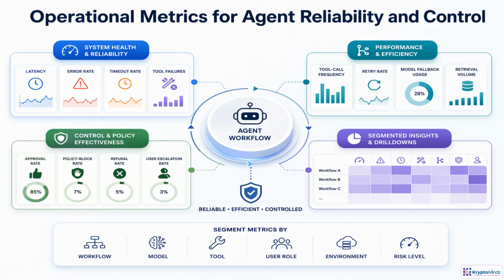The key is segmentation. Break every metric down by workflow, model, tool, role, environment, and risk level so teams can pinpoint failures instead of averaging them away.